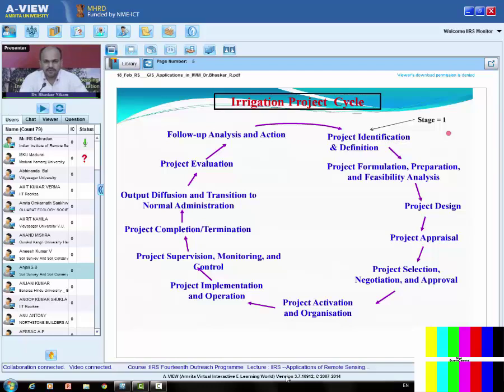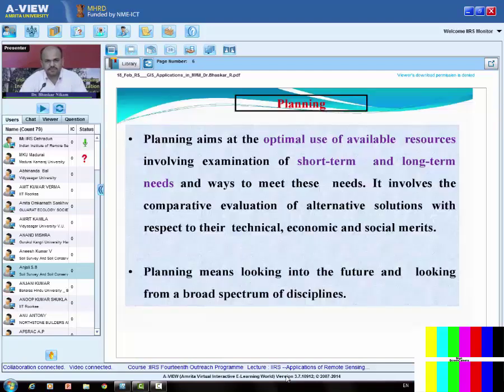And why am I showing this? Because every step in the project cycle will have a partial or complete role of remote sensing, be it the first stage or the second stage, project formation and preparation, feasibility analysis, the design of that project, appraisal, the site selection and negotiation, then project activation, implementation, even the project evaluation. The result of this project evaluation will go as a follow-up analysis, as an input to your new project activity. So why am I discussing this? Because we believe that remote sensing has a role in each of these stages.